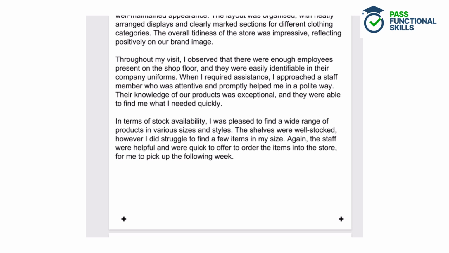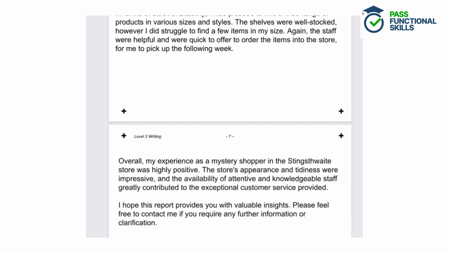In terms of stock availability, I was pleased to find a wide range of products in various sizes and styles. The shelves were well stocked, however, I did struggle to find a few items in my size. Again, the staff were helpful and were quick to offer to order the items into the store for me to pick up the following week.